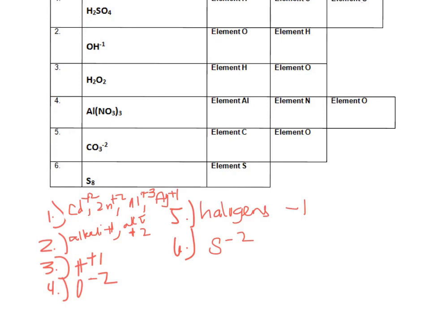Okay, so let's try number 2. To assign oxidation numbers, you start with your rules in order. So number 1, do we have any Group 1 or 2 metals? Nope. Rule number 2, do we have any alkali or alkaline earth metals? Rule number 3, do we have a hydrogen? Yes. So we're going to assign hydrogen an oxidation number of +1, and then oxygen is going to be our unknown, which might feel strange, but that's going to be our X.